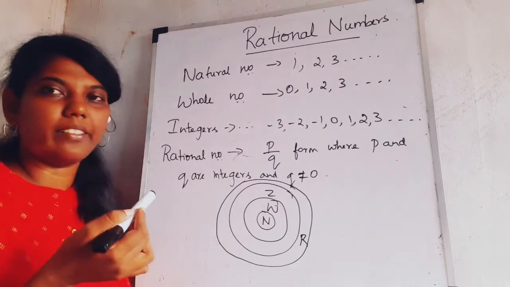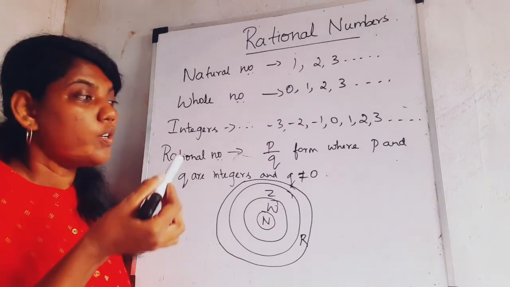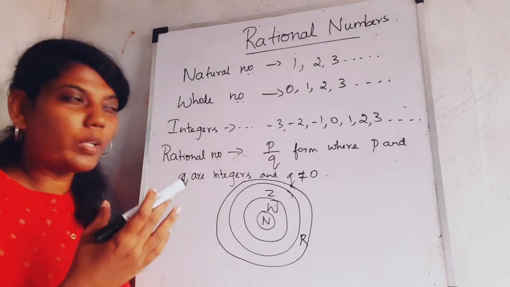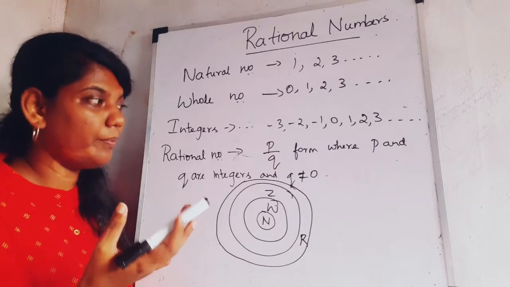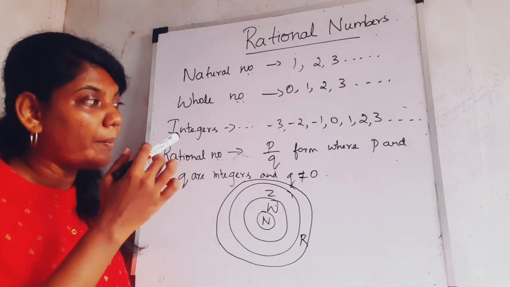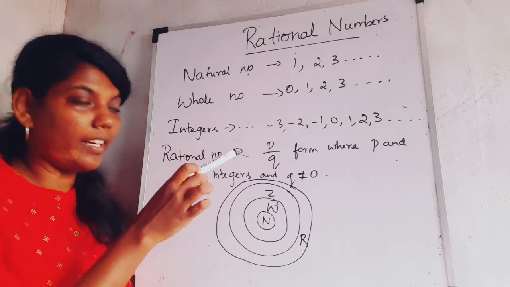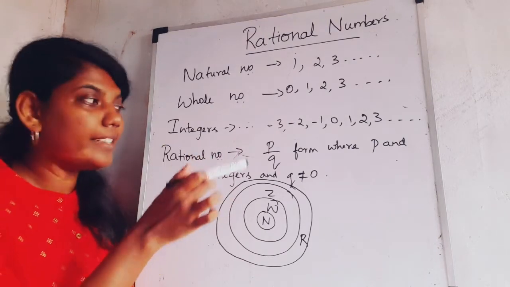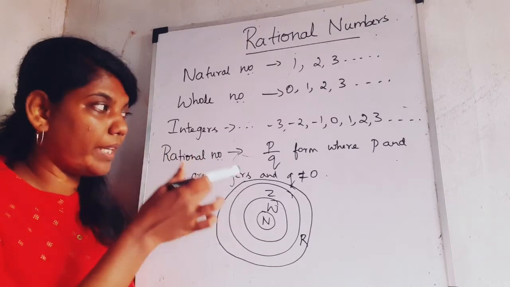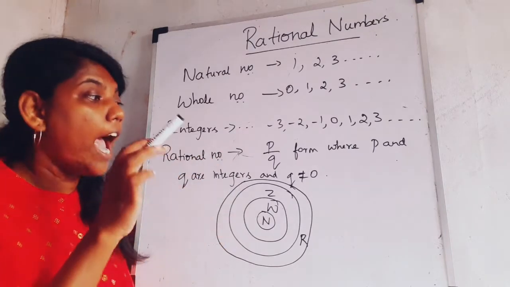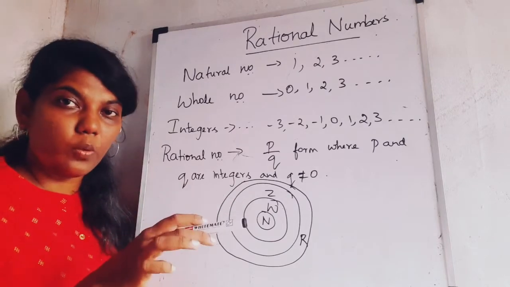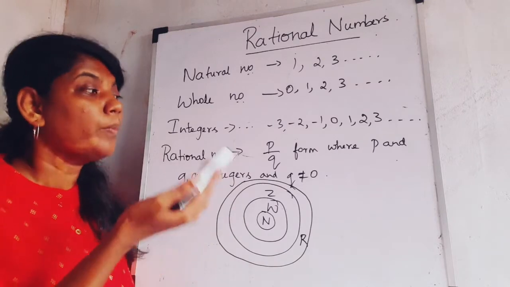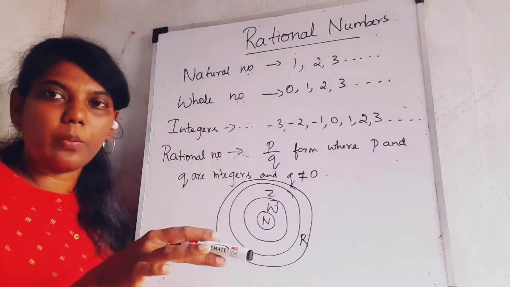Then the next category is the rational numbers. So what is a rational number? A rational number looks more or less like a fraction, but it's not a fraction. It should have a numerator and a denominator, in the form P by Q. And what are P and Q? P and Q will be integers, and Q should not be equal to 0. If it's equal to 0, it will go to an undefined value. So P by Q, where Q should not be equal to 0.